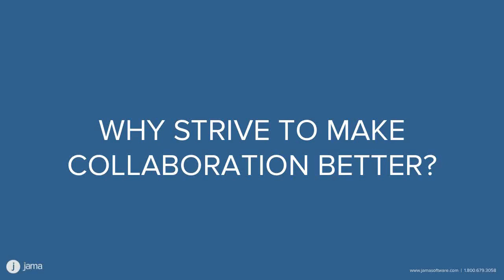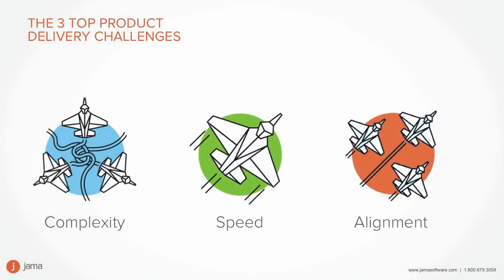A few things from my perspective on why we should strive to make collaboration a little bit better in more concrete ways. I think there are three things that our landscape or our environment is working towards, and it's happening today. So these top three challenges around complexity, speed, and alignment are the things that we see happening with our customers, and why collaboration can help improve all three of these.